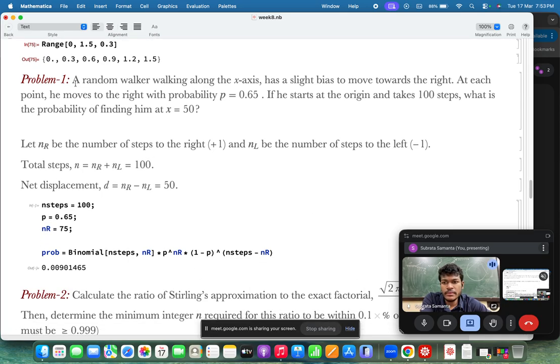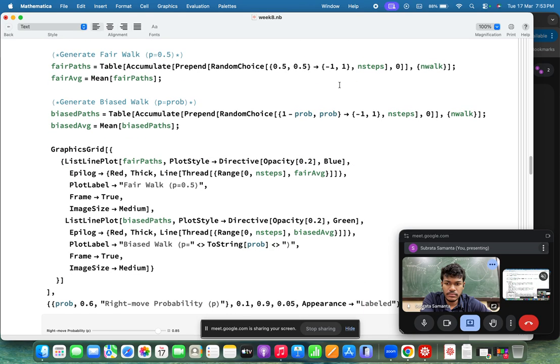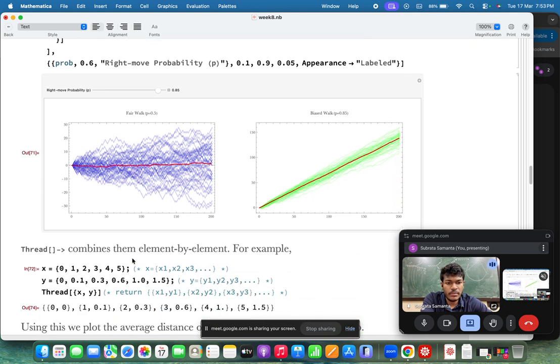The first problem is that a random walker walking along the x-axis has a slight bias to move towards the right. So that means this is a bias problem, which I already discussed here. For the probability, it is basically various probabilities. I make a slider here for the bias probability.